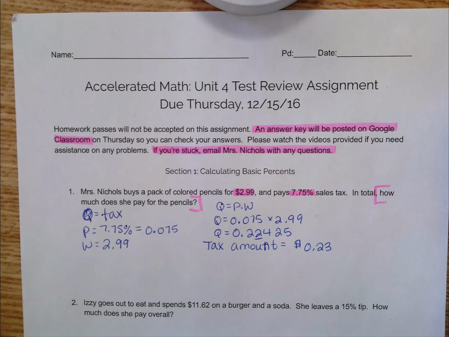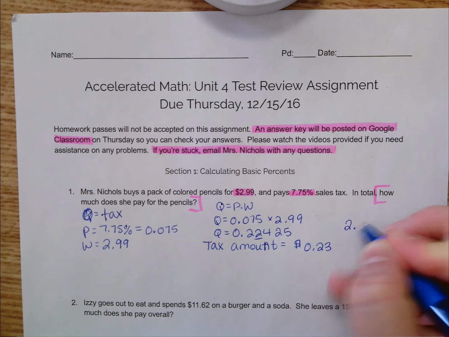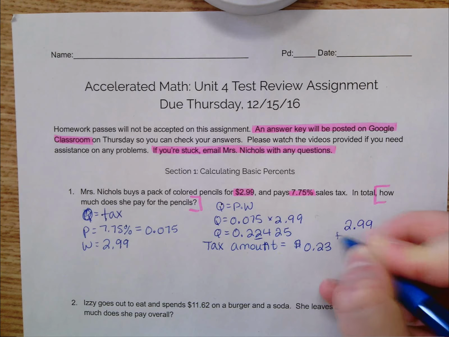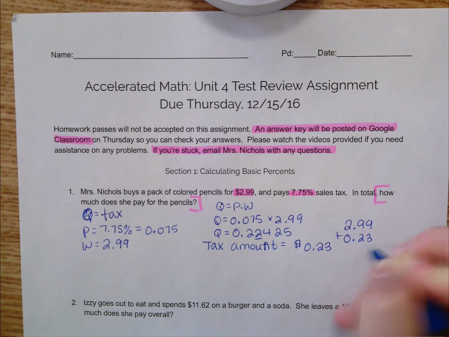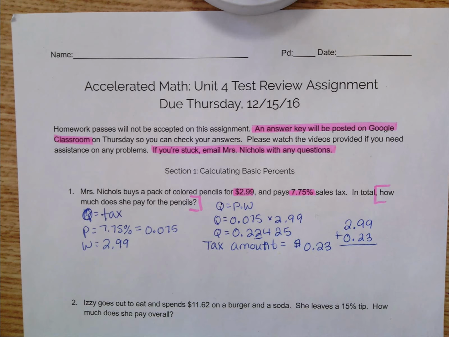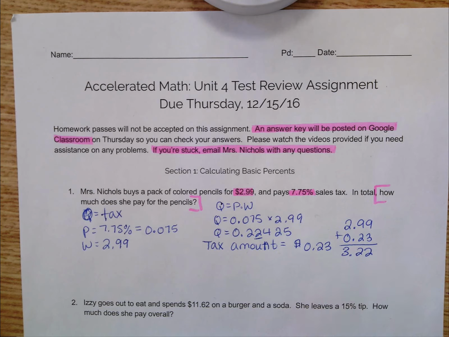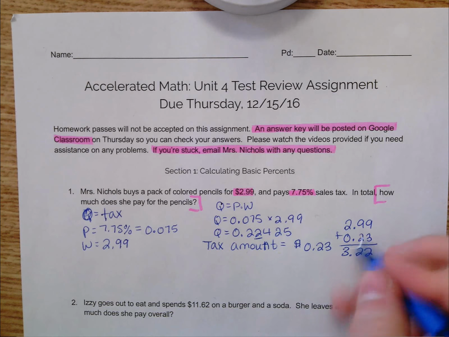That's not my final answer though. My final answer is how much does she pay for the pencils? So I paid $2.99 for the pencils originally, plus another 23 cents. So I'm going to pay a total of $3.22. That's one way I could have found my answer.